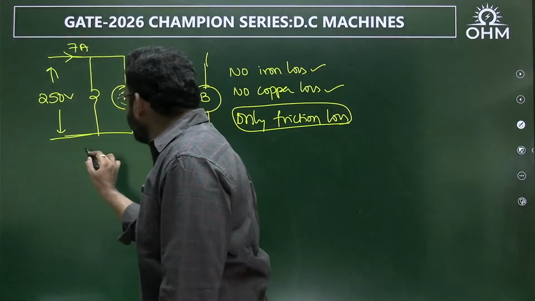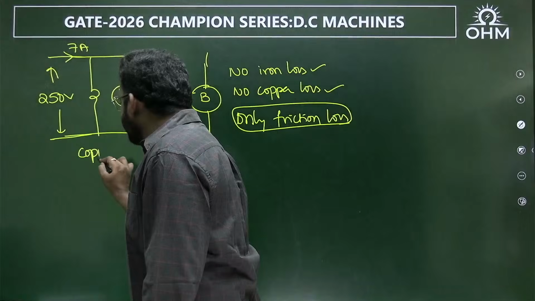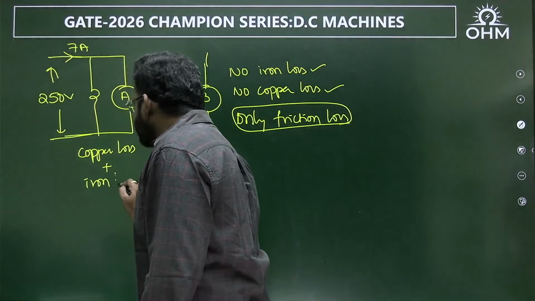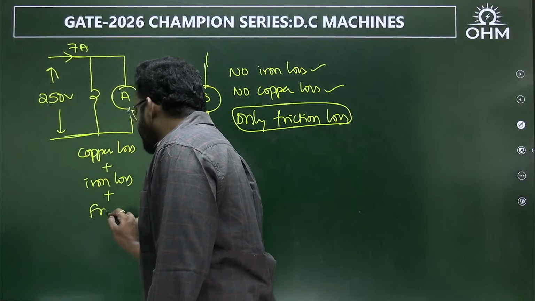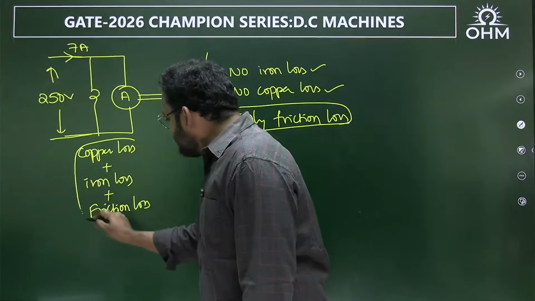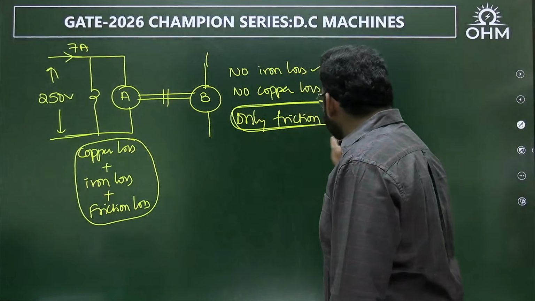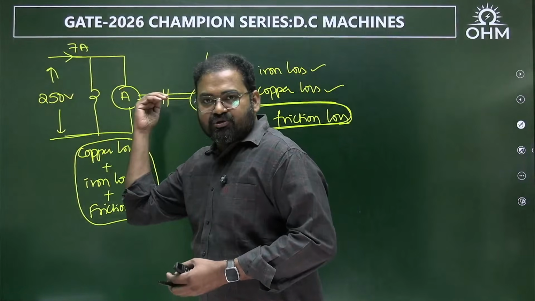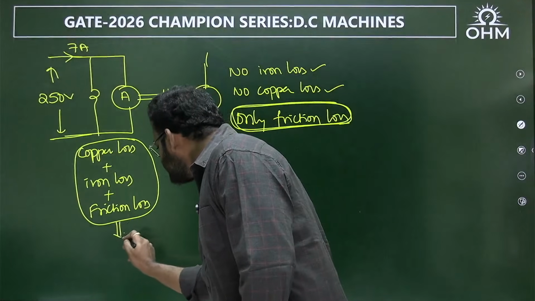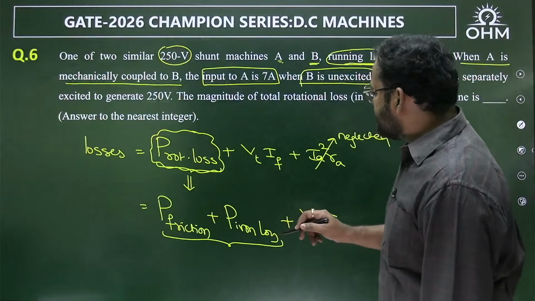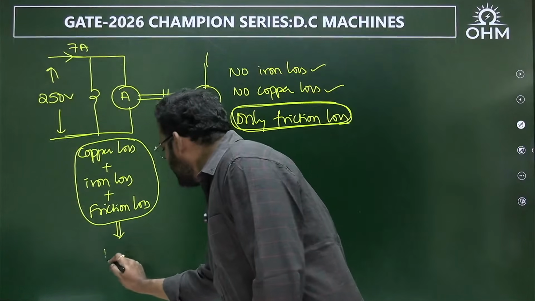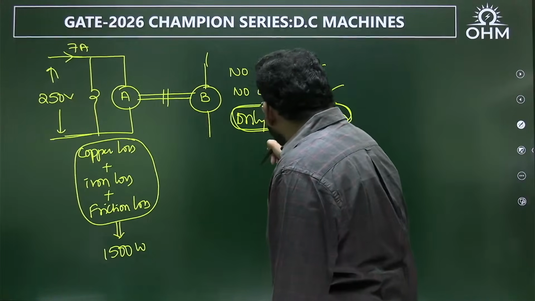In machine A, which losses will be there? Shunt field copper loss will be there. Next, iron loss will be present because field is excited. Friction loss is also present. Now, this is the power loss in machine A. This is the only power loss in machine B. Therefore, the entire power drawn from the source is a combination of all these losses. Yes or not? Out of that, this loss we already calculated. What is the copper loss plus field copper loss plus rotational loss together? How much is this? 1500. This is already 1500. Now, the remaining power is this one.